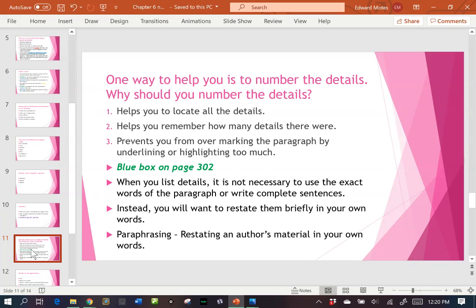One way to help you is to number your details. So, why should you number the details? One, that's going to help you locate all your details. Two, it'll help you remember how many details there are. And then 3, it's going to prevent you from overmarking the paragraph by underlining or highlighting too much.